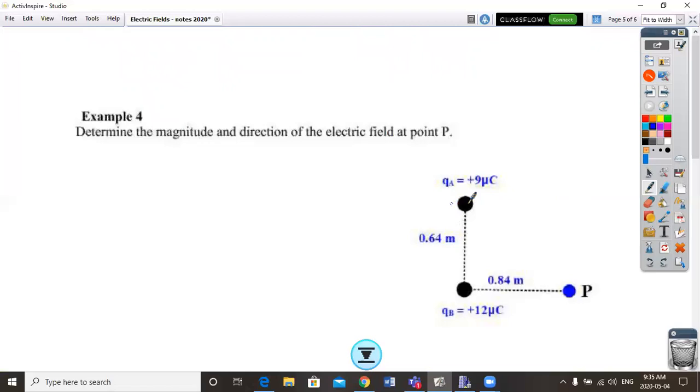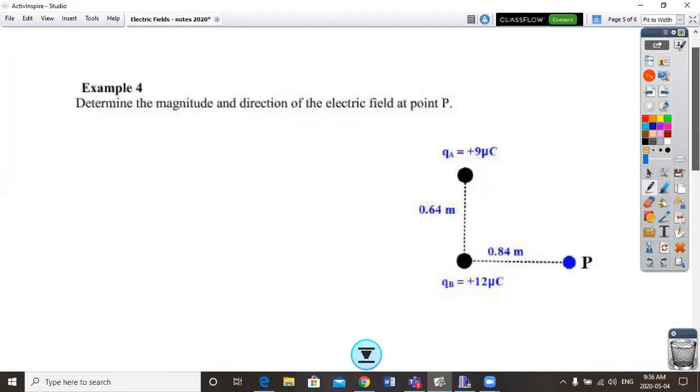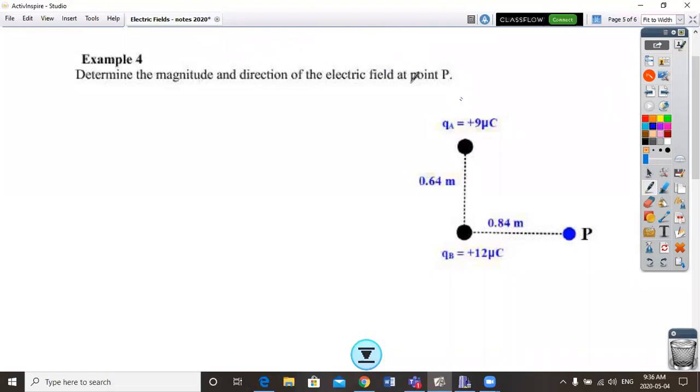So as you can probably see here, we've got a right angle triangle. We need this hypotenuse to represent the distance that we're going to use between point P and QA. And then we're going to need to get the angle, so we know that it is south of east, or we could use the angle inside, and that would be east of south. So however you want to work it, we are going to have to figure that out first. So we are determining the magnitude and direction of the field at point P.